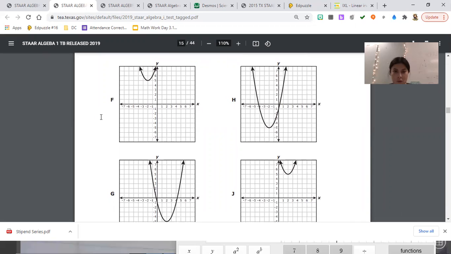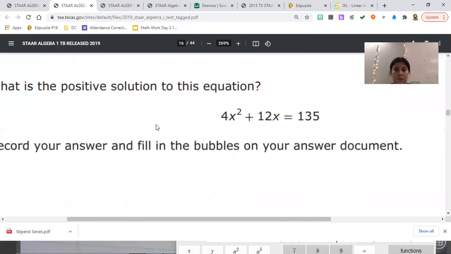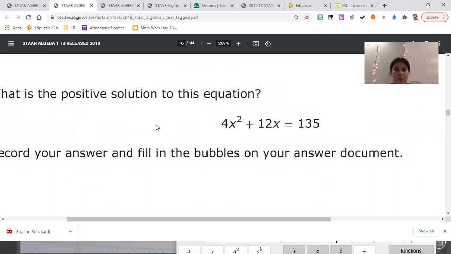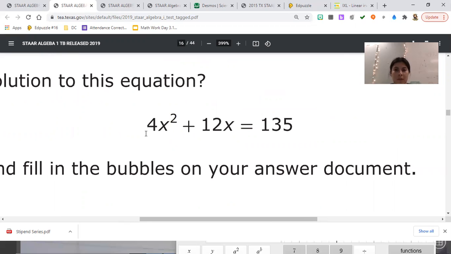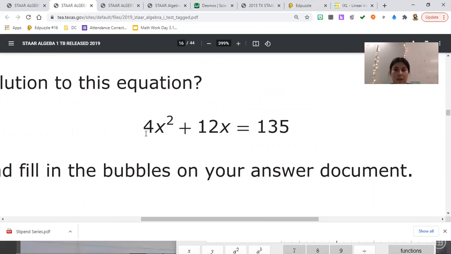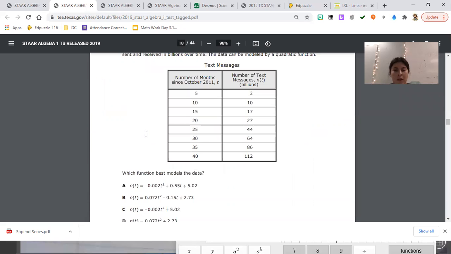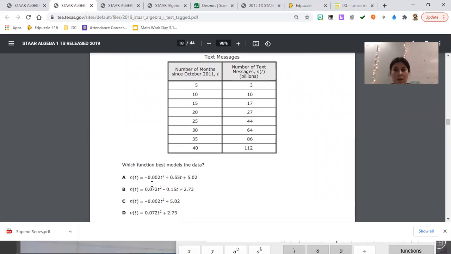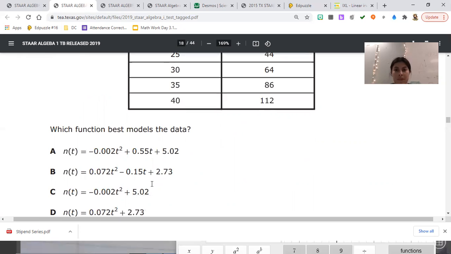Okay, let's try another one. What is the positive solution? Stop the video. Go ahead, tell me the answer, please. All right, so here's your next question. Let me zoom in just so you can see the answer choices and some of the points on the table. Stop the video. Go ahead, tell me the answer, please.